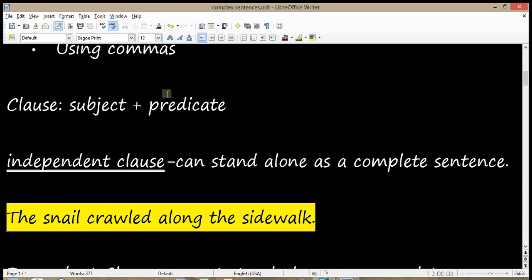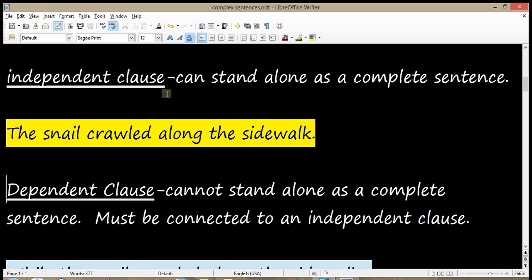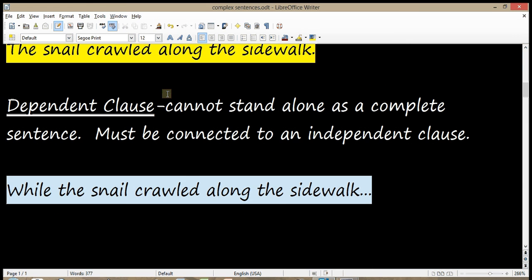It's an independent clause. The other kind of clause that we will be dealing with today is called a dependent clause. Dependent clauses cannot stand alone as complete sentences. You've got to connect them to an independent clause. Let me give you an example. I've just slightly modified the clause we looked at a minute ago: while the snail crawled along the sidewalk.